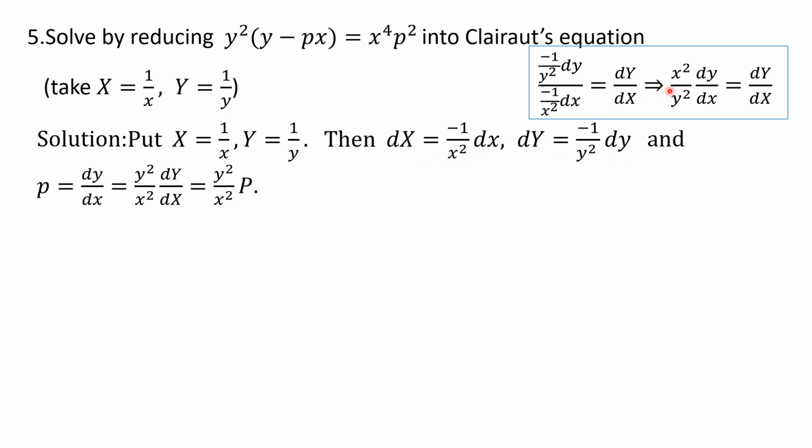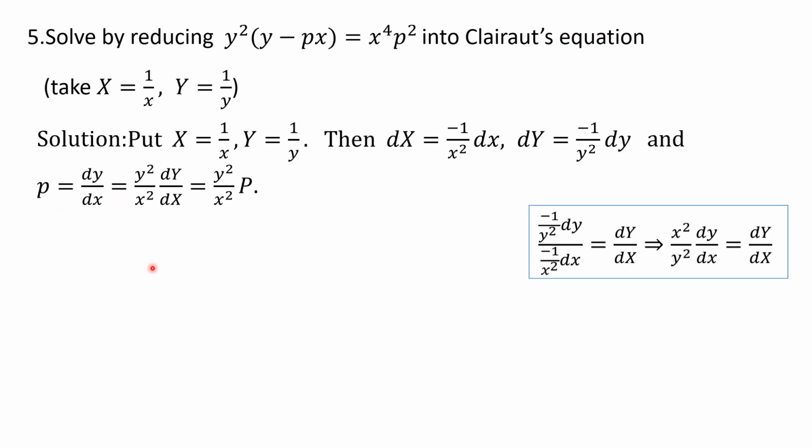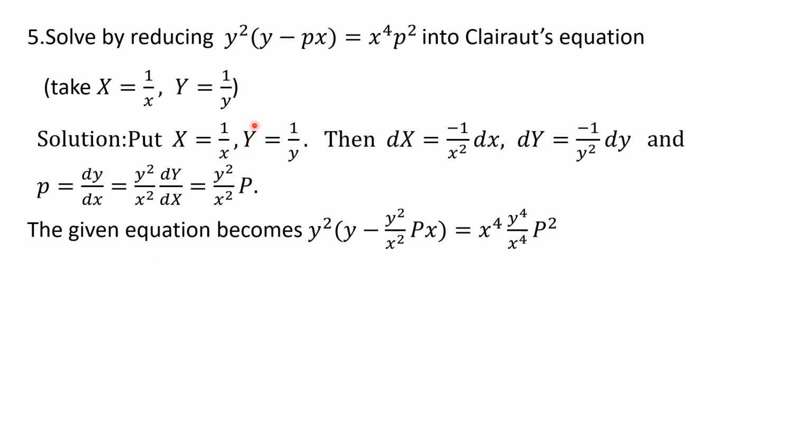So divide this by this. We get x square by y square dy by dx equal to dY by dX. Or we can write dy by dx equal to, taking this to the right hand side, y square by x square dY by dX. I denote this with capital letter P. So y square by x square P is equal to your old variable p, dy by dx. So I substitute in the given equation, then the given equation becomes y square into y minus p means what? y square by x square P into x equal to x power 4 into p square, square of this, y power 4 by x power 4 P square.